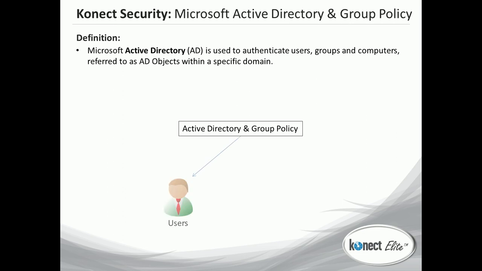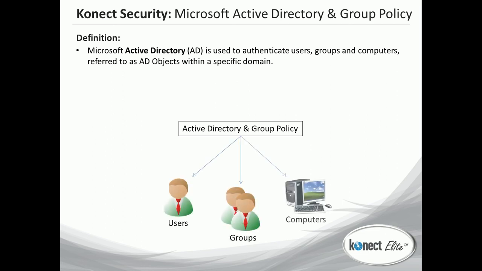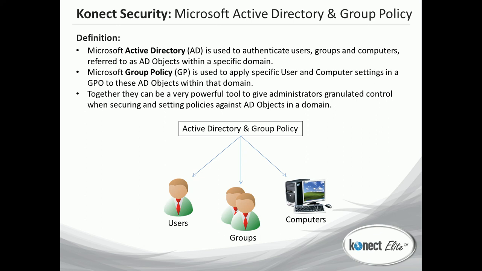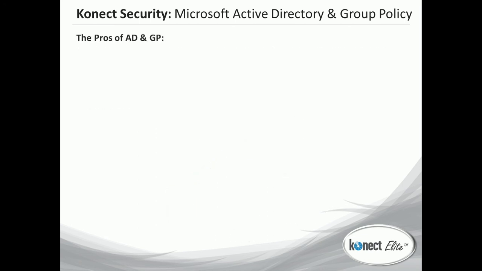Konekt leverages Active Directory to authenticate users, groups, and computers, which are referred to as AD objects within a specific domain. Still, even when authenticated, users shouldn't have access to the entire network, so Konekt also leverages group policy to lock down a user's desktop. Together, Active Directory and group policy can be a very powerful tool to give administrators granulated control when securing resources and setting policies. So what are the pros of these two components?